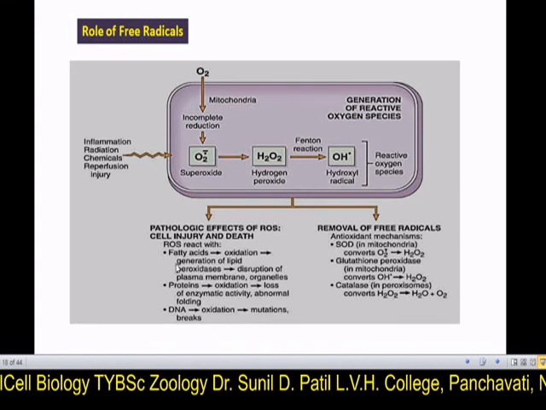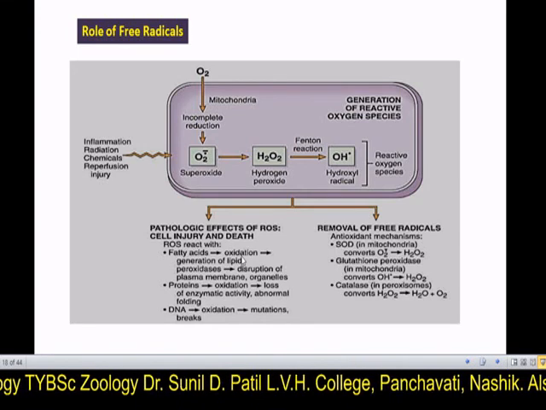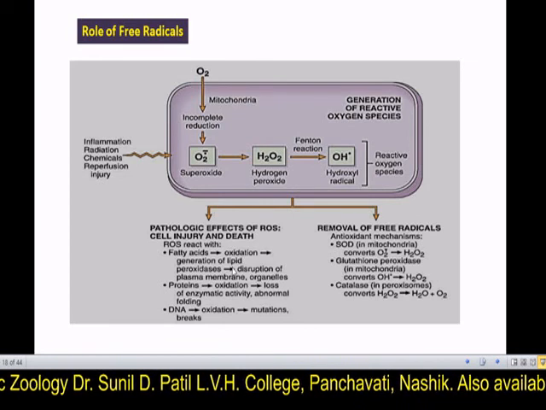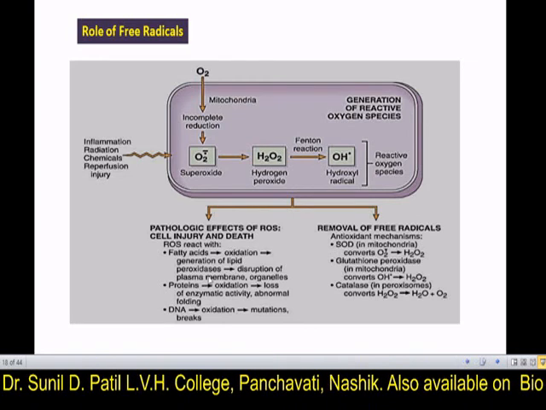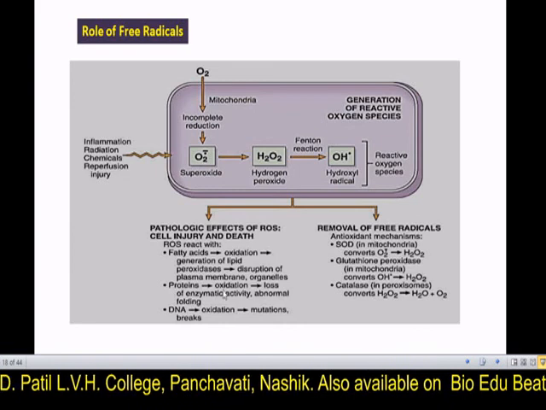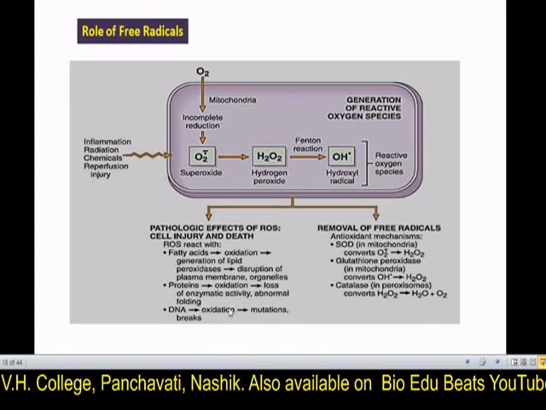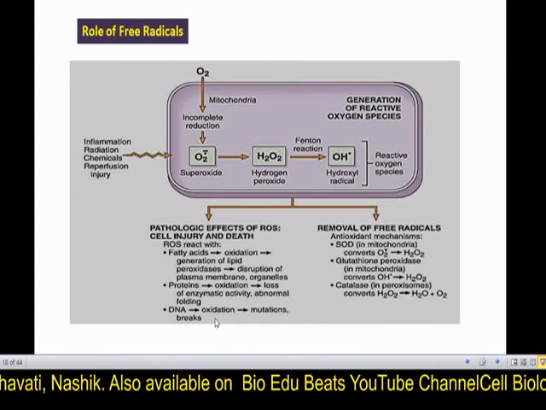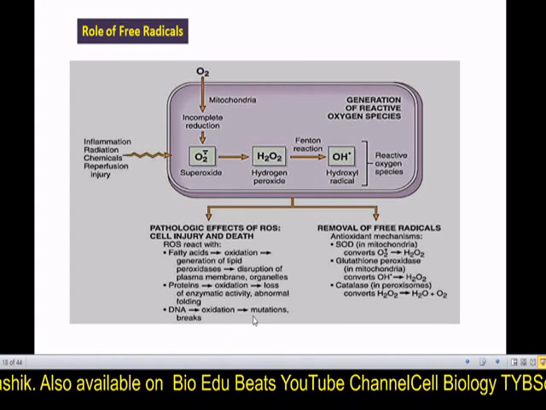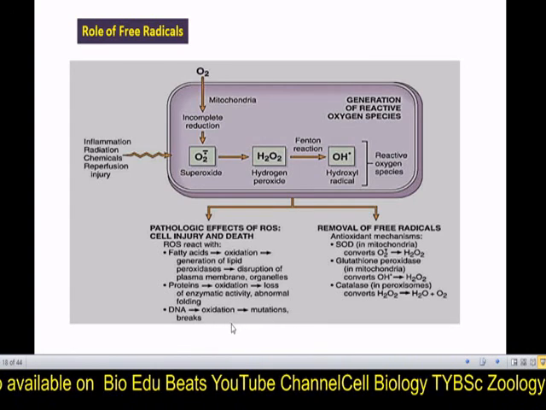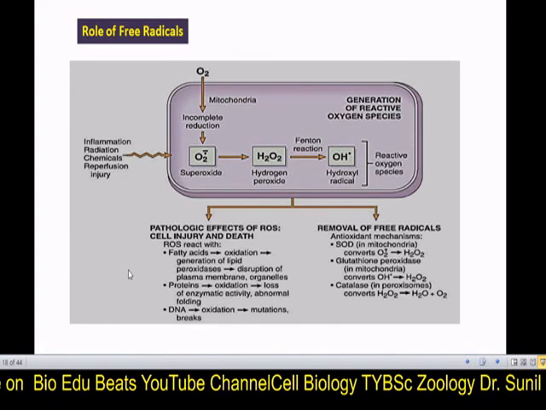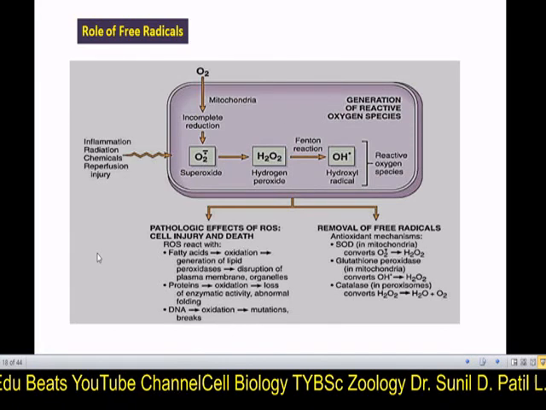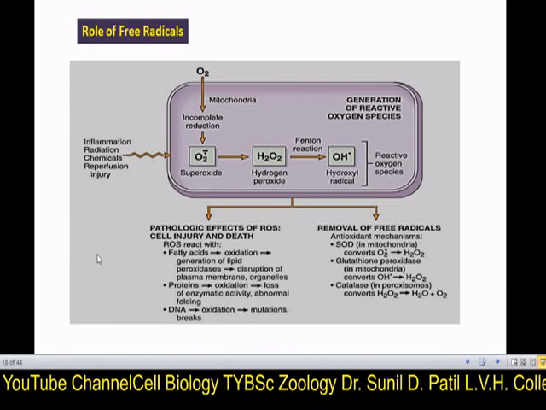The pathological effects: oxidation of fatty acids, generation of lipid peroxide, and disruption of plasma membrane and organelles. Protein oxidation causes loss of enzyme activity and abnormal folding. DNA oxidation causes damage, resulting in mutation and breaks in the DNA segment. So this is due to the ROS in the mitochondrial free radical theory.